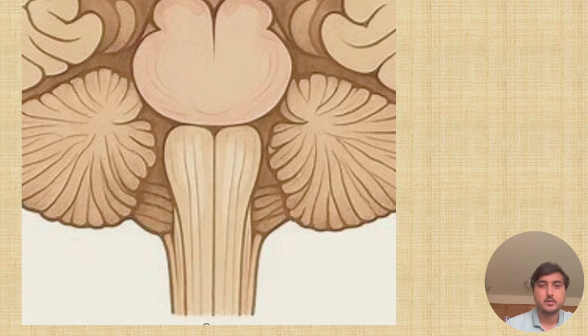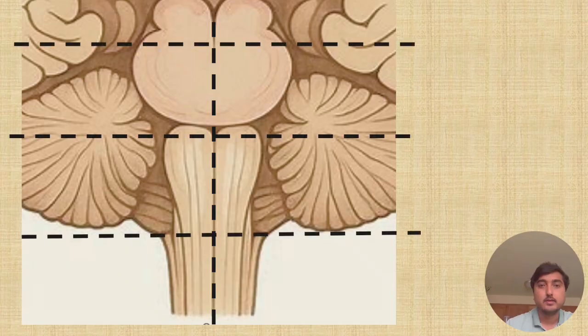As I've already told in my previous video, the whole of the brainstem can be divided into the right and left halves, and we can divide the brainstem into three parts by these horizontal lines. The topmost is the midbrain, the middle one is the pons, and the lower one is the medulla. And each half we can divide into the medial and the lateral halves.